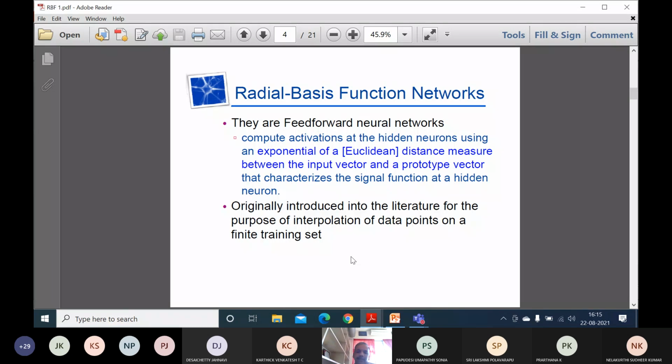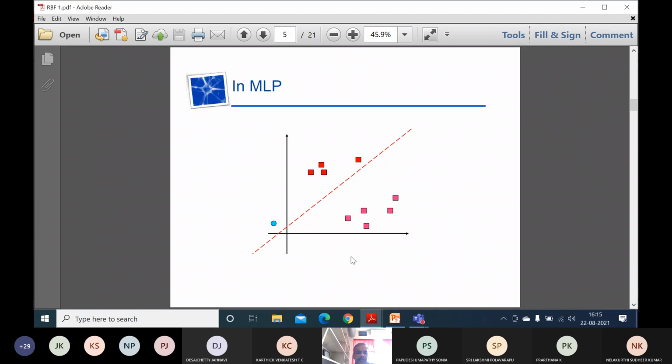So initially RBF was used for that, and slowly, due to the advancement of RBF networks, the RBF functionality has improved over the years. So that has been used for a variety of applications in other domains of engineering.